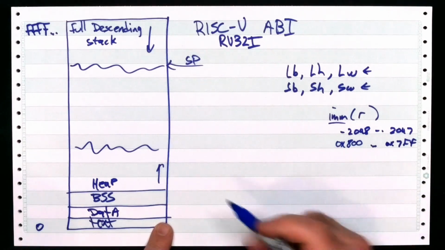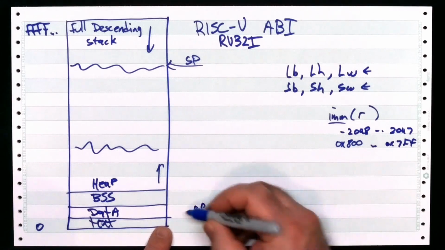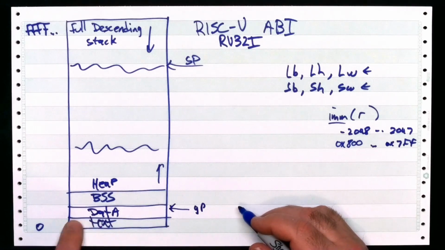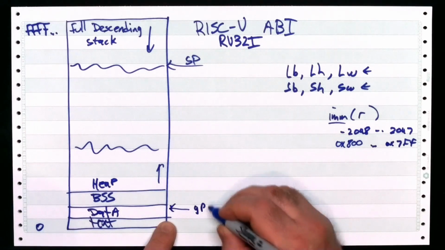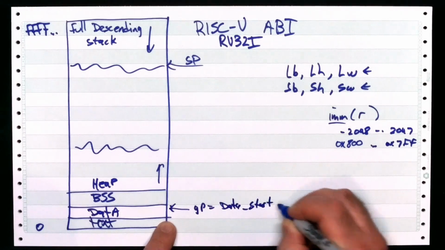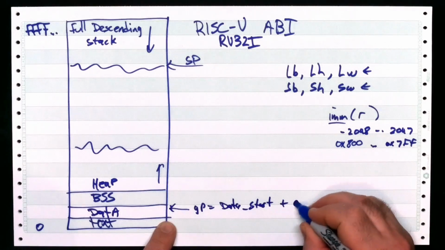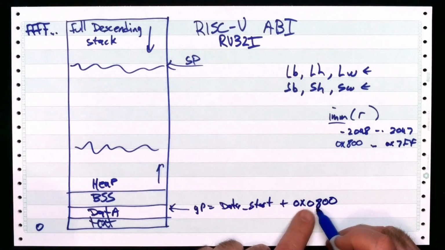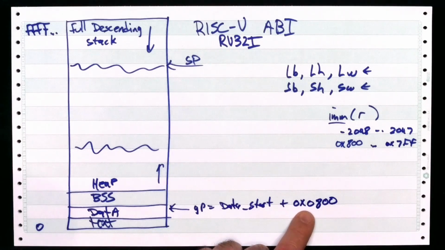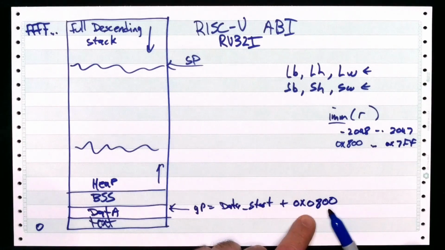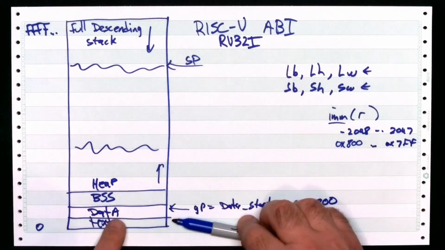So what we're going to do is store the global pointer register into the data region here. Let's call this the start of the data region, data start. I put an extra 0 in here so I can show you that I'm not adding a negative value. So the global pointer is going to be hexadecimal 0800 beyond the start of the data region.